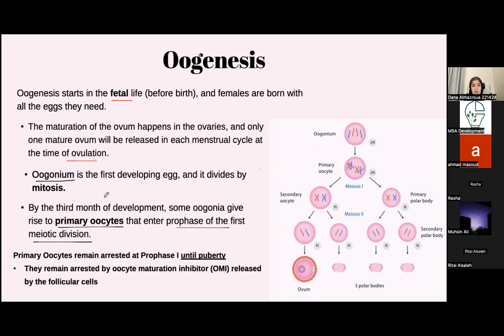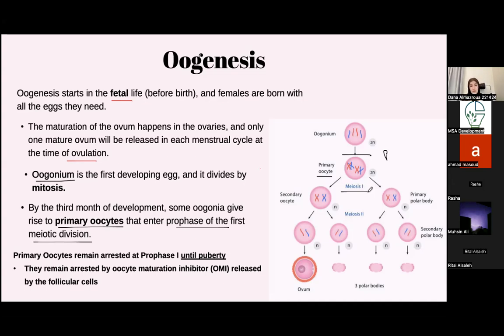So we said we have meiosis I and meiosis II. So basically, this oogonium divides by mitosis, and then it's going to form a primary oocyte. Nothing hard so far. It's just mitotic division, and now we call it a primary oocyte. This primary oocyte would enter prophase 1 of meiosis I, and it would be arrested there. Now, it remains there until the time of puberty.